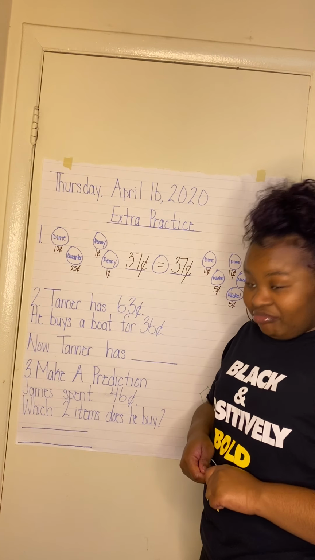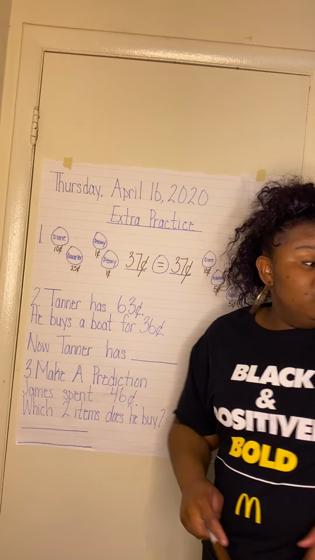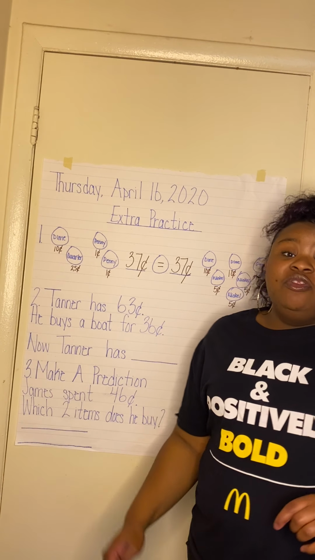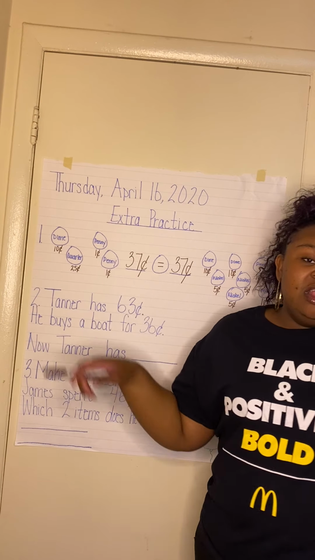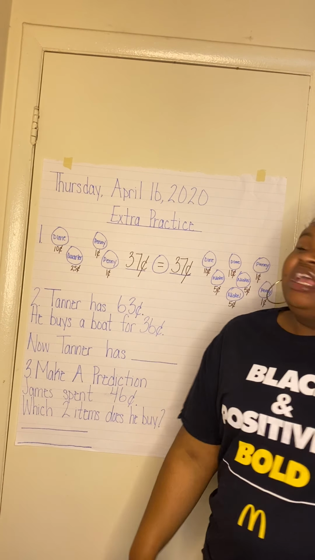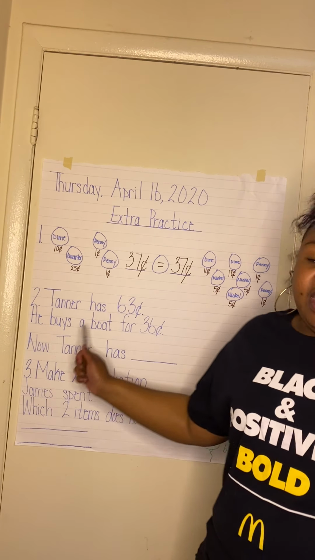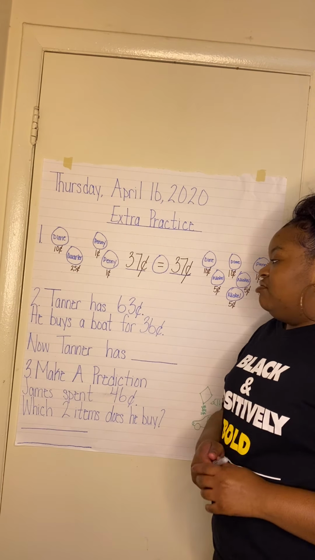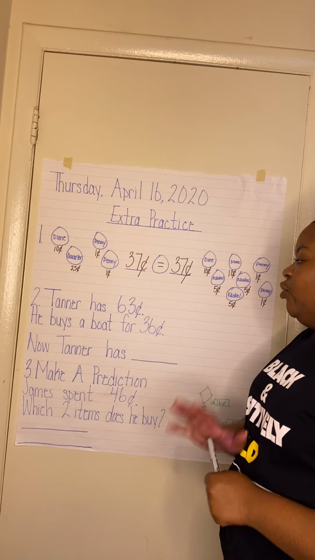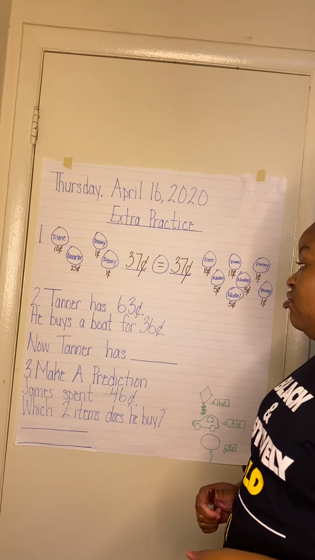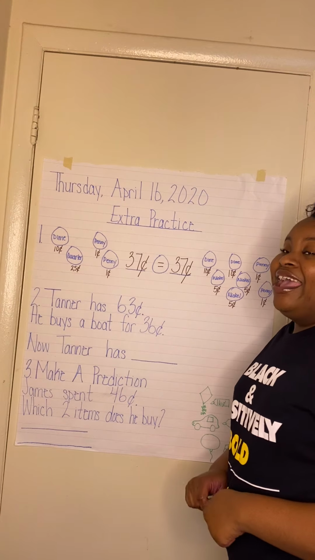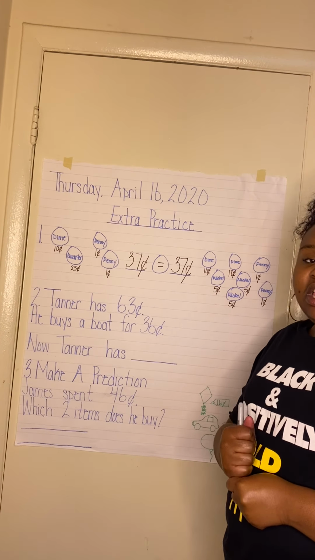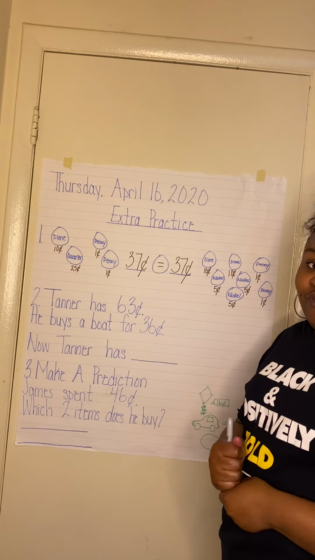Okay? Alright, so that's similar to what you have to do on page 273 for number 1. Although the coins are different, the format is the same. So now let's look at my number 2. My number 2 is similar to the number 2 on your paper. So my number 2 says, Tanner has 64 cents. He buys a boat for 36 cents. Now Tanner has blank. So we have to figure out how much does Tanner have left.